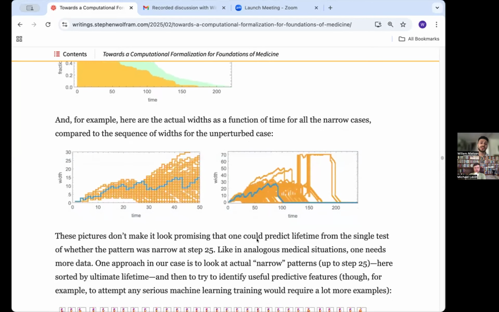What this is showing is that the orange lines are the diseases, and the blue line is the main one, the original. You can already see just from the width that there's going to be a lot of chaos, or it's going to be a little bit unpredictable what's going to happen based on a high-level metric like that.